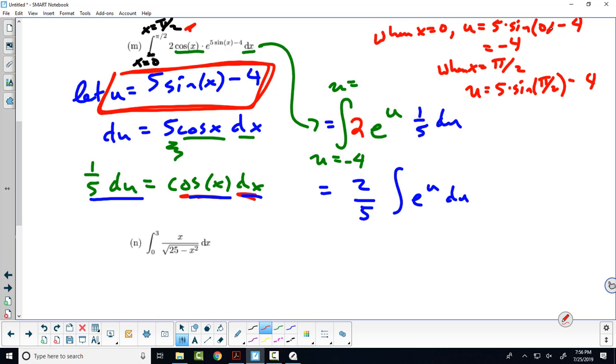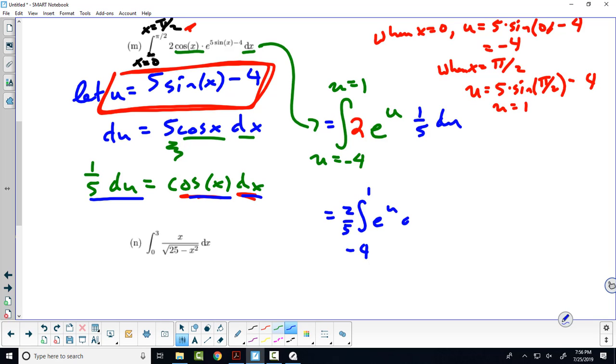All right. So let's see. Sine of pi over 2 is 1 times 5 minus 4. We get that u is equal to 1. So my upper limit of integration here is 1. Let me give myself a little bit of room because that's gotten a little cluttered. So this is the integral from minus 4 to 1 of, oops, what did I do? I had 2/5 here. Yeah, 2/5 e to the u du.